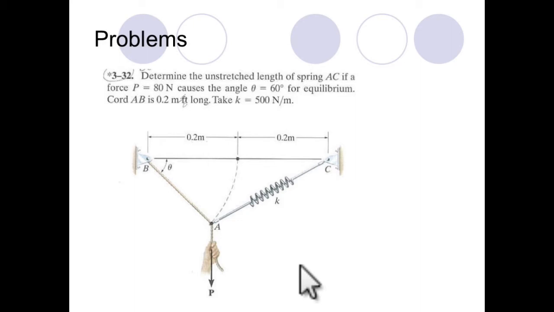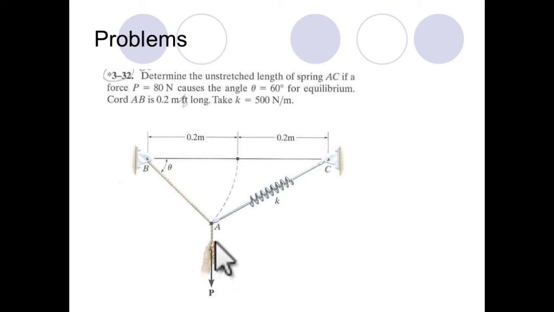Our problem is 3-32. Determine the unstretched length of spring AC if a force P equal to 80 newtons causes the angle theta, which is equal to 60 degrees, for equilibrium. Cord AB is 0.2 meters long. Take the stiffness of the spring k as 500 newtons per meter.